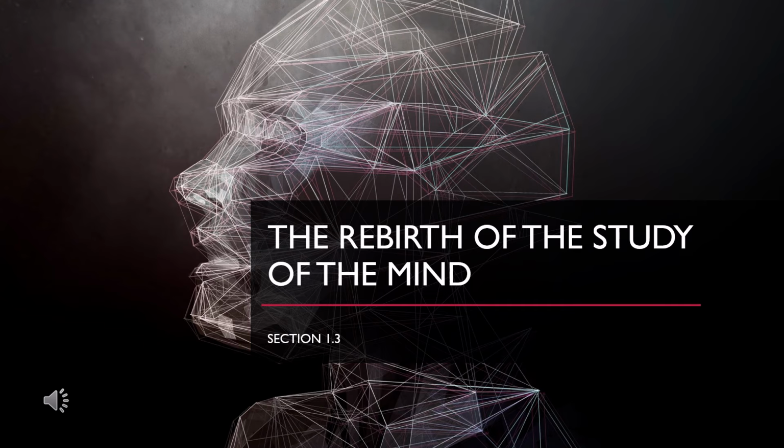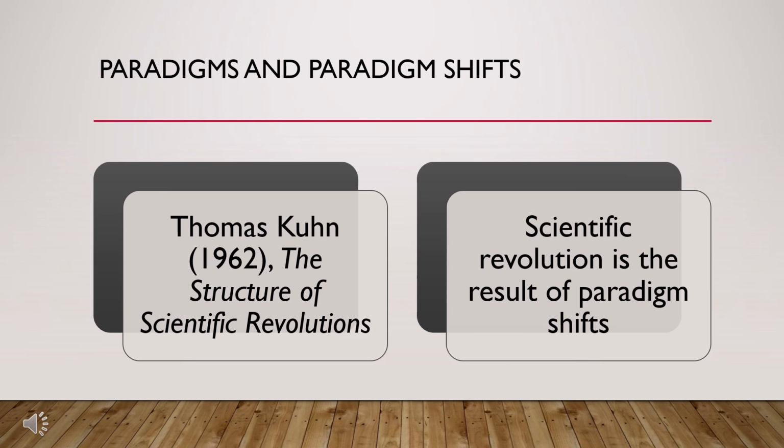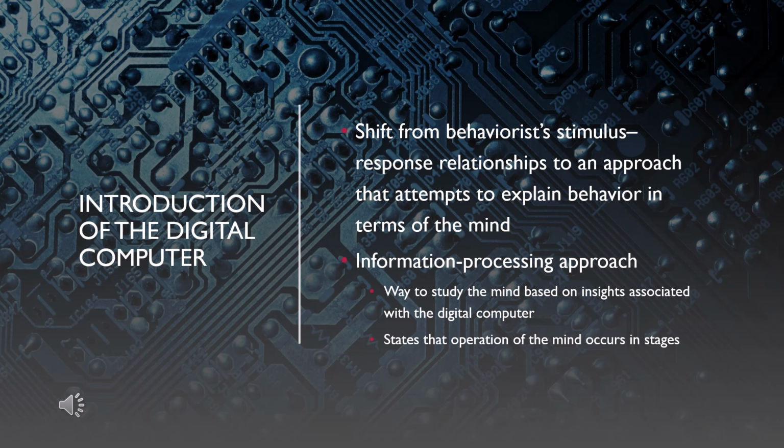Rebirth, we're looking at the mind compared to a computer: it processes input, it stores, it retrieves. Operations are staged and structured. Thomas Kuhn looked at some of the shifts in the research that has been current up until 1962. He came out with The Structure of Scientific Revolutions. This looked at the paradigm shifts in cognitive ability: the shift from behaviorist stimulus-response relationships to an approach that attempts to explain behavior in terms of the mind.